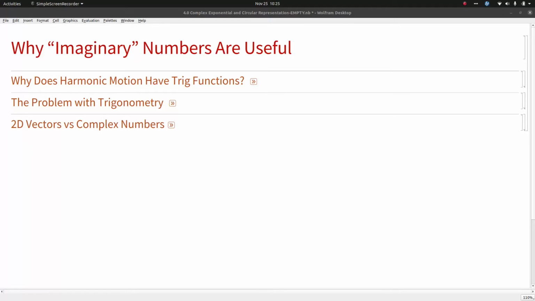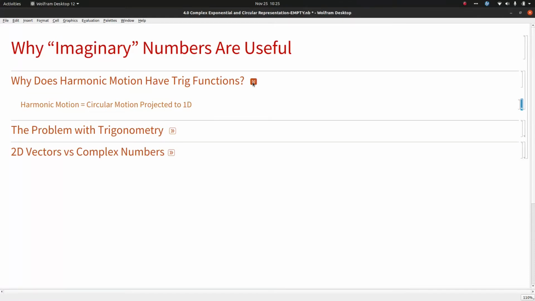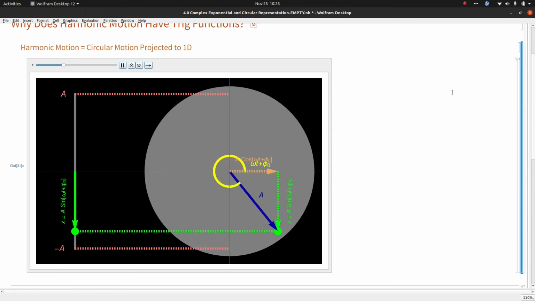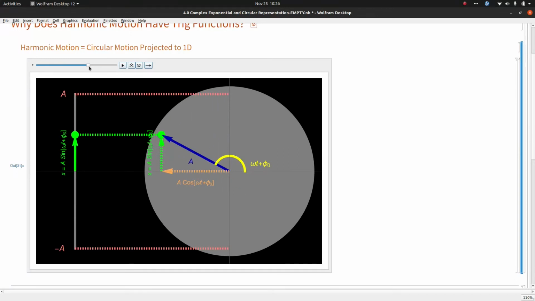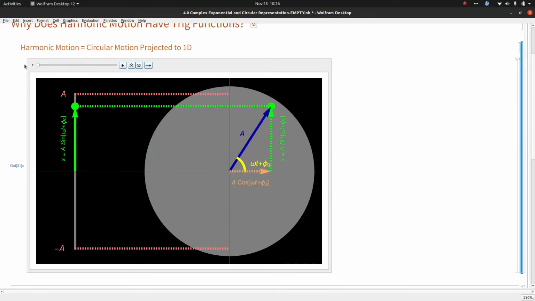Well, to answer that question, it helps to point out something that might be difficult to see at first, but we're going to show you why this is the case. And that fact is that simple harmonic motion is really just circular motion that gets projected onto one dimension. We've put together a nice animation that shows this. I'm going to slow it down a bit, and let's pause it right here.